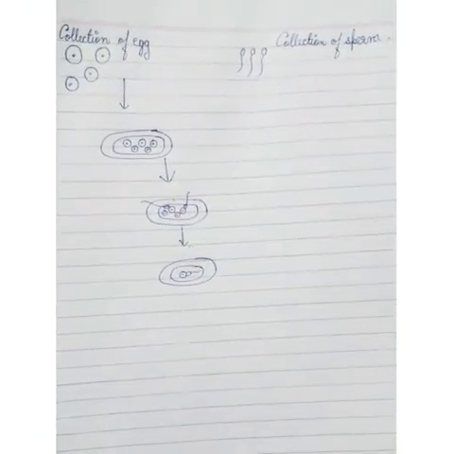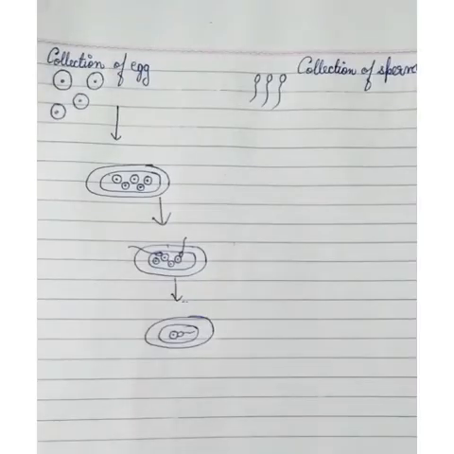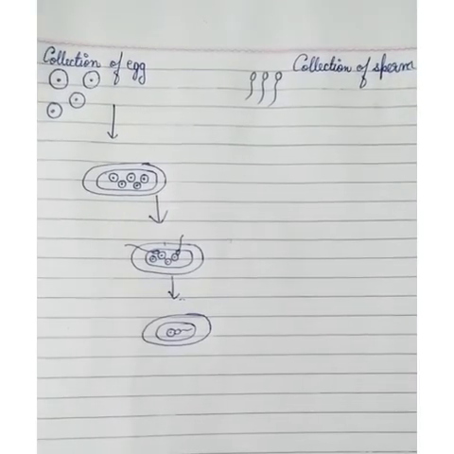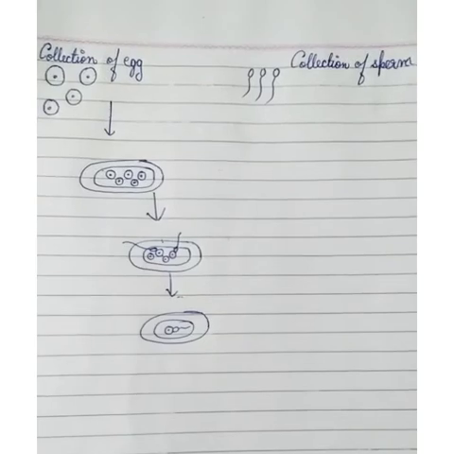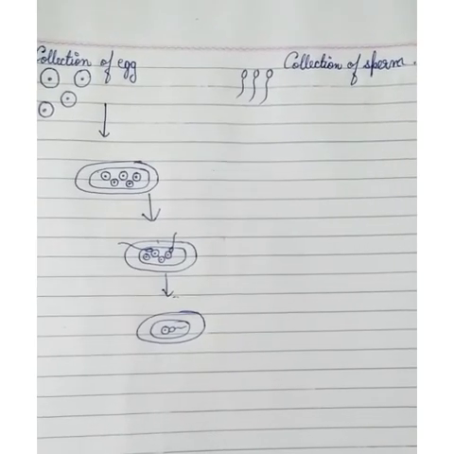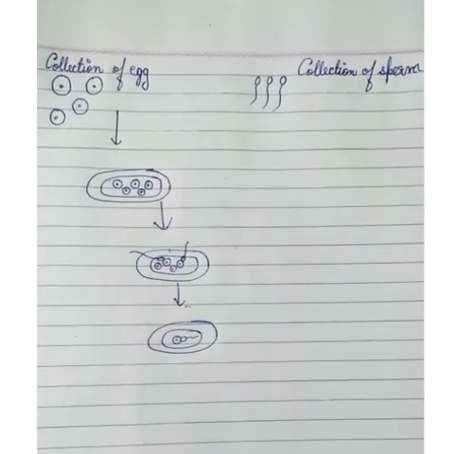After this, the zygote develops into an embryo, and then the embryo is transferred into the uterus, which develops into a baby. Thank you.